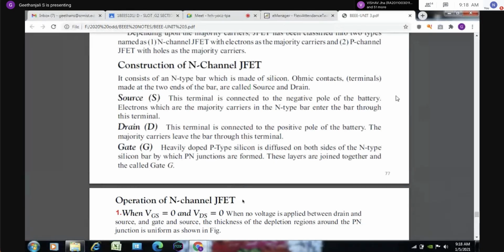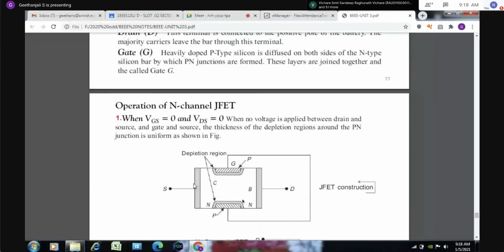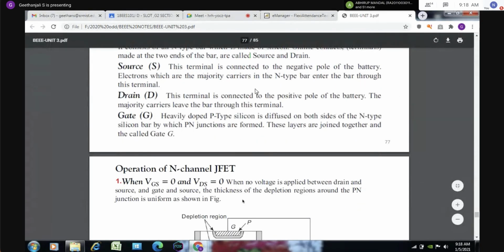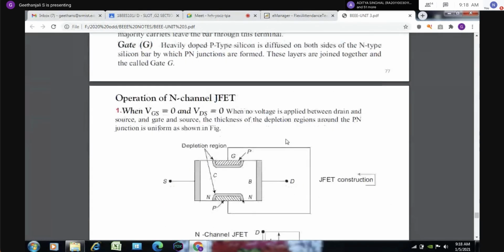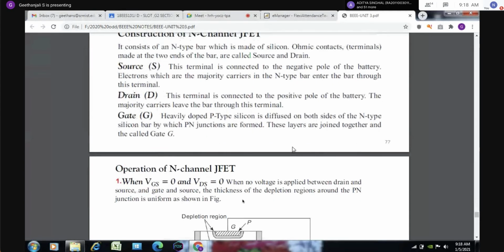Then the ohmic contacts, that is the terminals. Another name for the terminals is ohmic contacts. Terminals made at the two ends of the bar are called the source and drain. This is source, this is drain. So ohmic contacts are called the source and drain. So there are three terminals. What are the three terminals? Source, drain and gate.